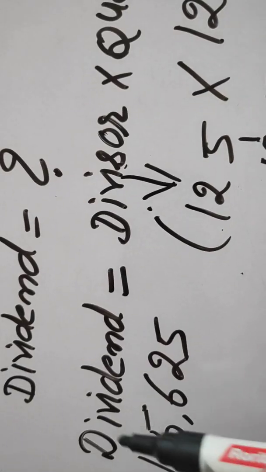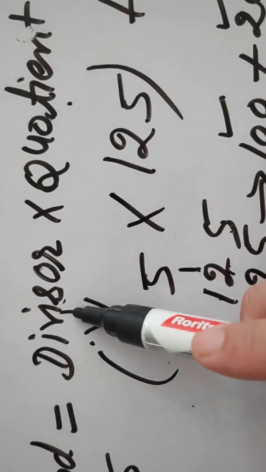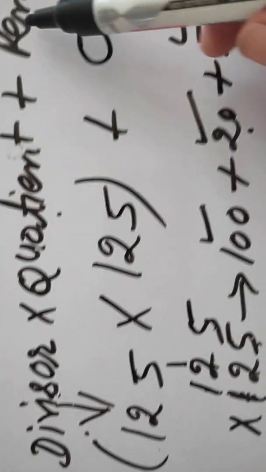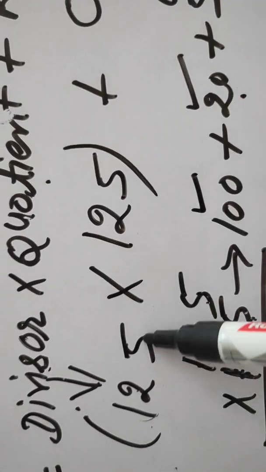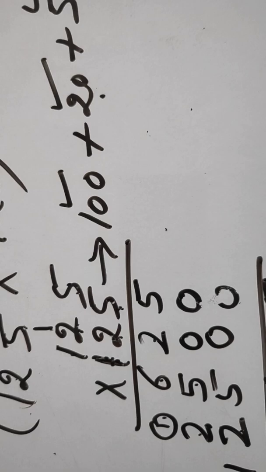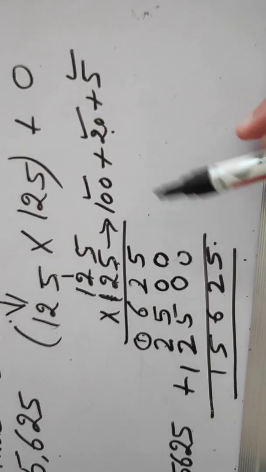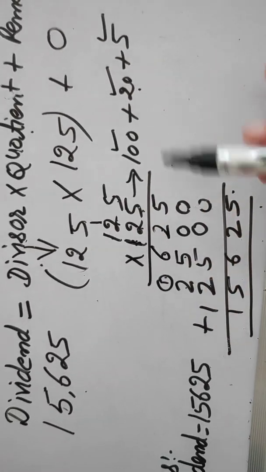By this formula you have to find out the dividend. The divisor is given, and whatever is given you will put their values, multiply it and add the remainder. Clear? I think these are clear to you. One more question I am going to explain. B part.